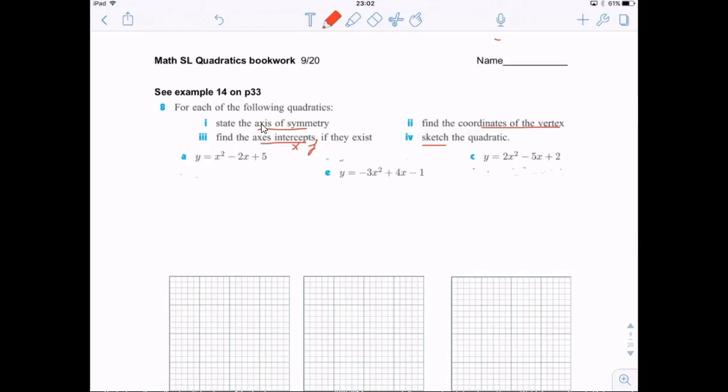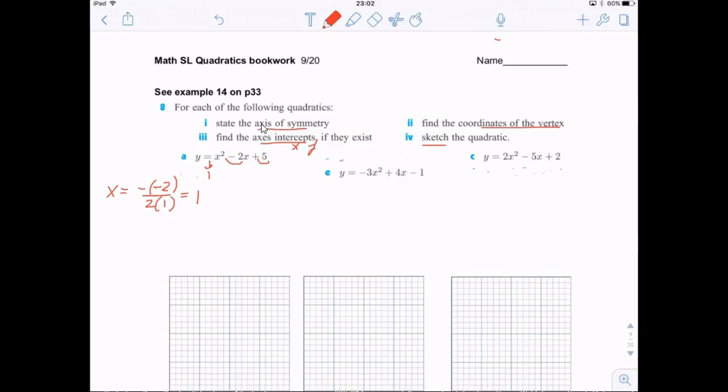Axis of symmetry we're going to find with the equation negative b over 2a. So we're going to look at the a value, which is 1, the b value, which is negative 2, and the c value, which is 5. And we're going to find the axis of symmetry. So negative b would be negative of negative 2, all over 2 times 1, which is the a value. So actually that's 2 over 2, which is 1. So the axis of symmetry is just x equals 1.